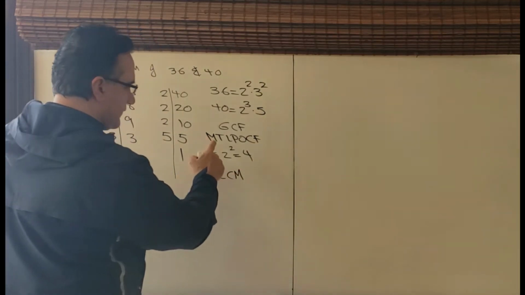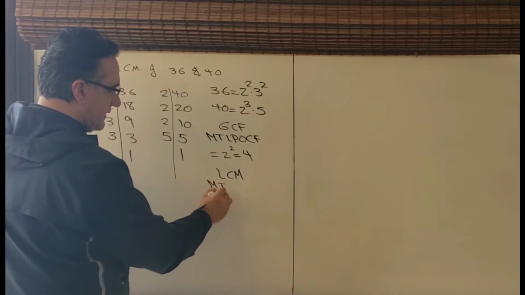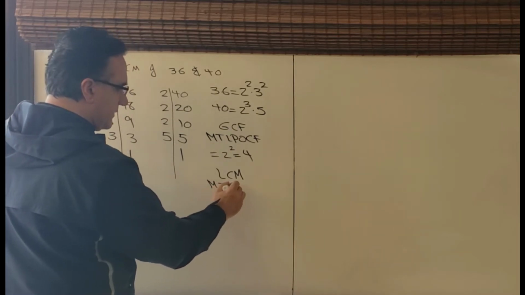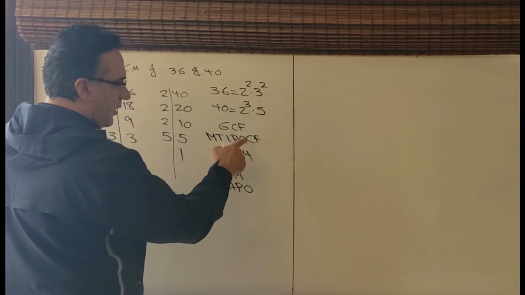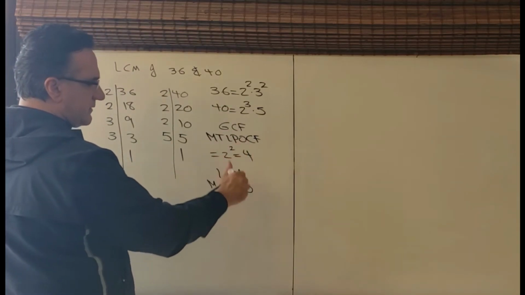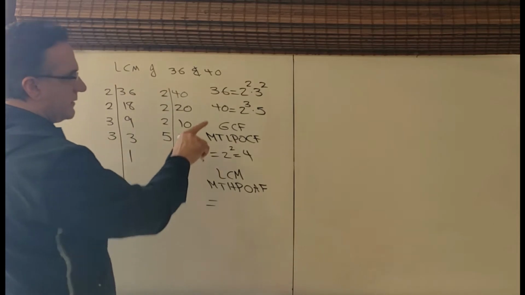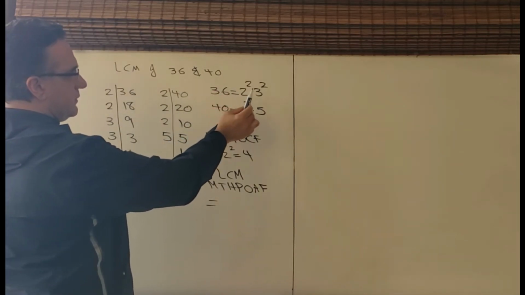For the LCM, the process is different. You multiply the highest, not the lowest, but the highest power of all, not just the common factors, but all factors. So when we do that, notice that the factors are 2, 3, and 5.